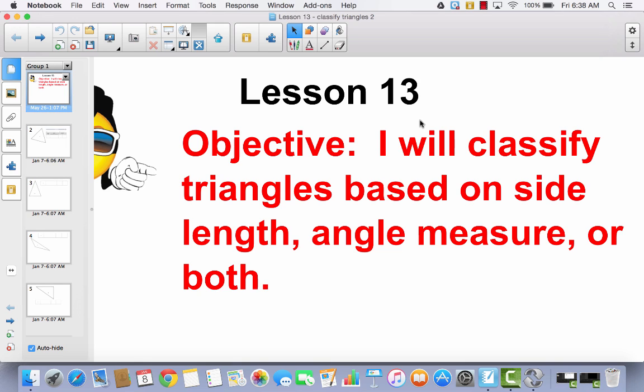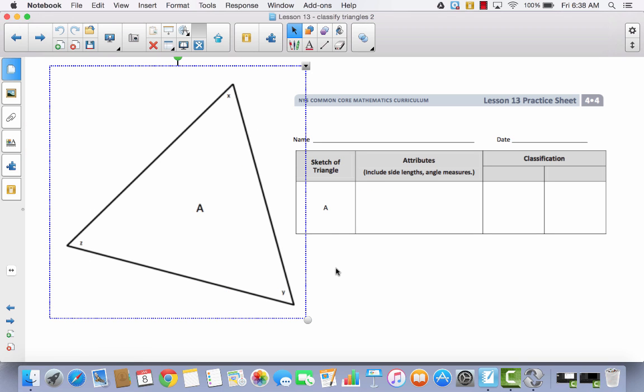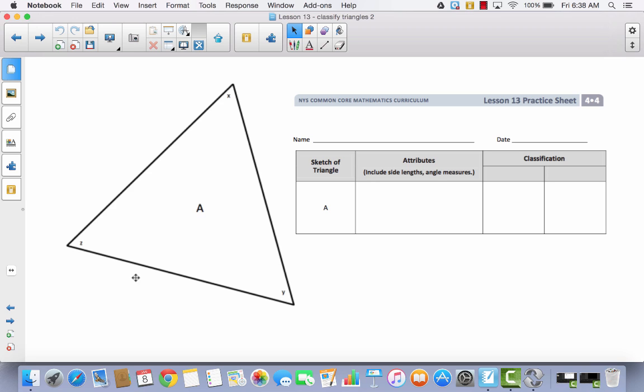You're going to need to get out your Lesson 13 templates. You're going to have 3 of those, and you're going to see lots of triangles that are labeled A, B, C, D, E. You're also going to need a protractor, and you're also going to need a ruler. You are not going to need your math journal today. So go ahead and get out your template. And your template, of course, has more than one triangle on it. And your practice sheet, you're going to need that too.